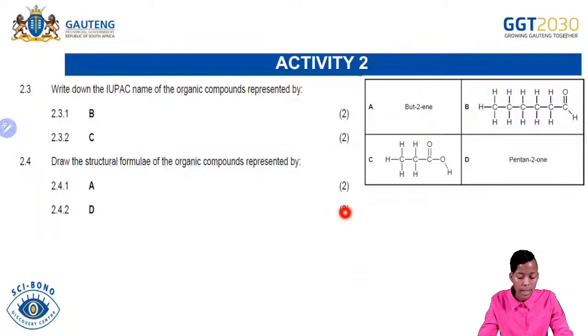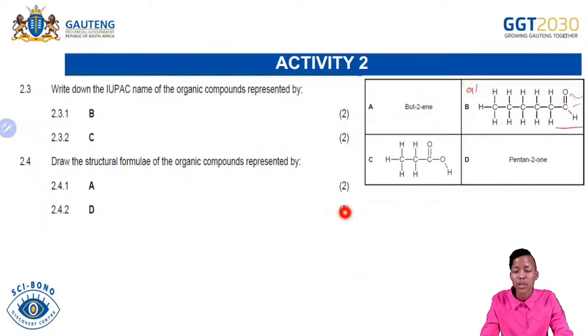Then the next one, write down the IUPAC name of the organic compound represented by B. Okay, so for the IUPAC name, remember, first thing always identify the homologous series. So what is the homologous series? We said it's an aldehyde. Why? C double bond O and H there at the end. So from there, after identifying, then we can talk about what? The name ending. Aldehydes, they end with the what? They end with the al, right?